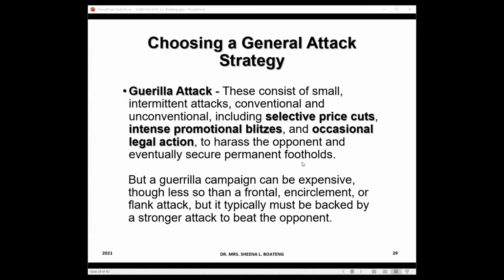So you realize that unlike the bypass strategy, that is a full-on strategy involving diversification into different sectors, for the guerrilla attack, you are not diversifying.